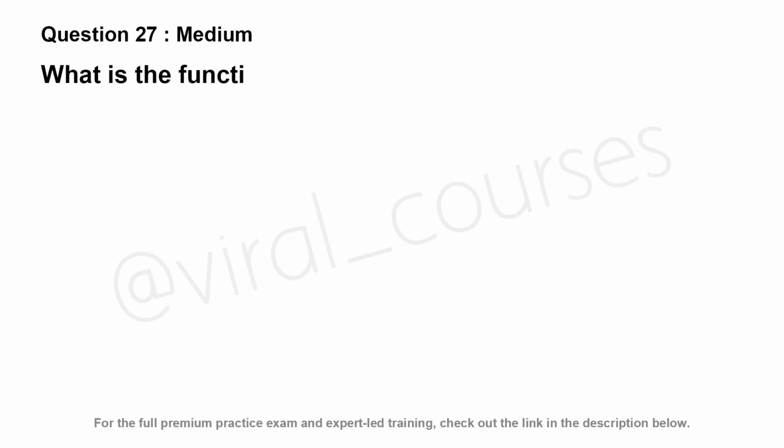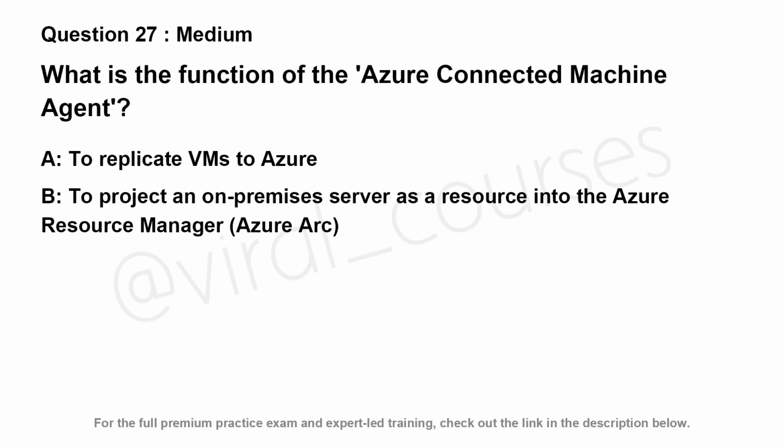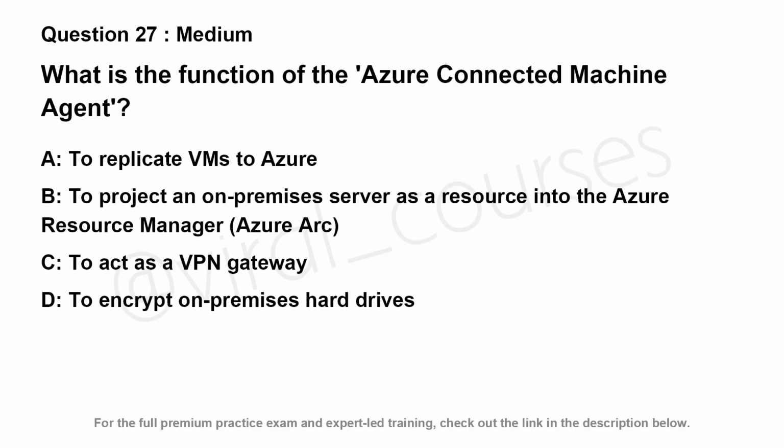What is the function of the Azure Connected Machine Agent? Option A. To replicate VMs to Azure. Option B. To project an on-premises server as a resource into the Azure Resource Manager, Azure Arc. Option C. To act as a VPN gateway. Option D. To encrypt on-premises hard drives.